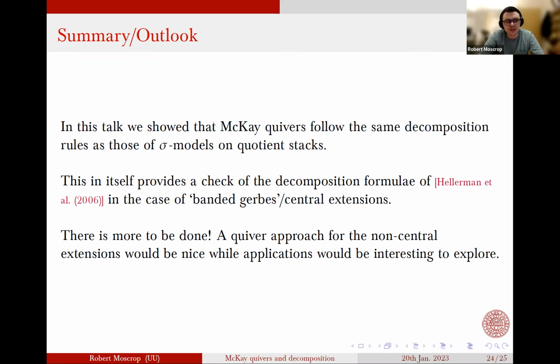While I think this is good progress, there's still quite a lot to be done. First of all, is there a representation theory way of doing this for non-central extensions? I believe this would generally be pretty difficult because you're no longer looking at just the same groups all the time. You now have projective representations of differing groups appearing. And similarly, what are the applications, particularly to the string compactification side? What can be said? Can you think about it in terms of these generalized symmetries which have been exploited recently? There's definitely a lot to be done.